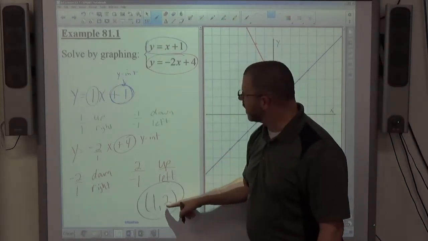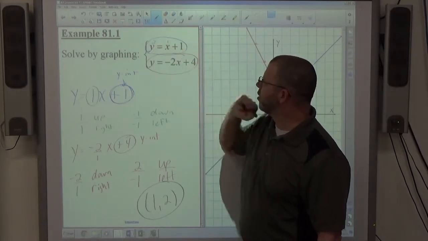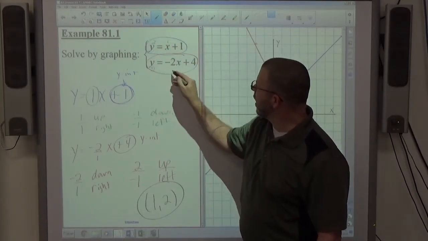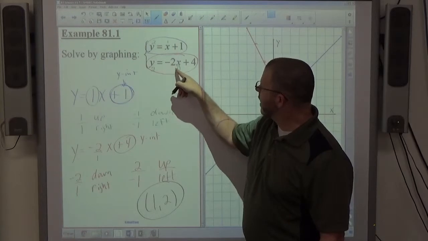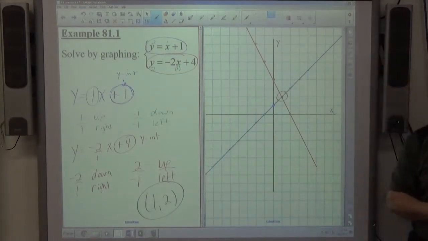Going back to the original problem that we did, example 1, the answer we got here was 1, 2, right? So x equals 1, y equals 2. 2 equals 1 plus 1, true. Y equals 2, x equals 1. Negative 2 plus 4 equals 2, true. Right? So again, you can very easily check your answer to these every single time.